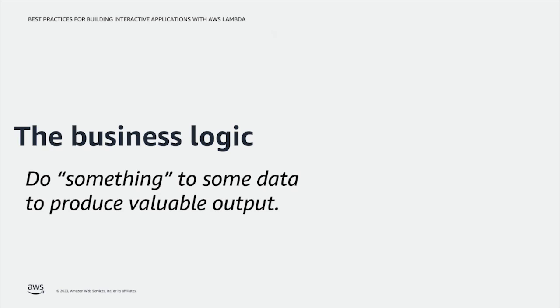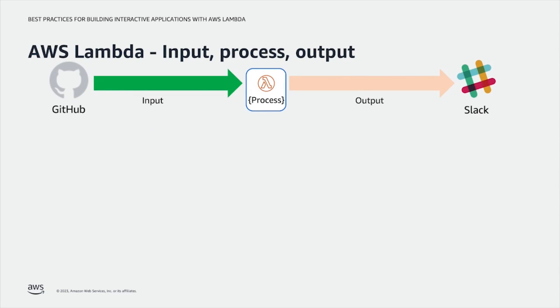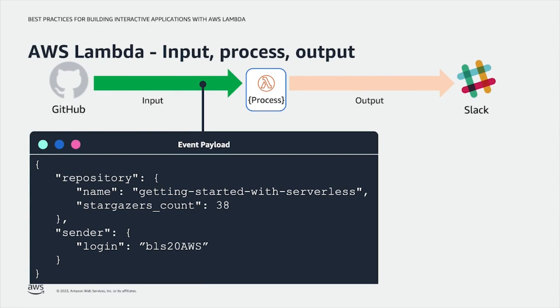Okay, what happened there? Let's have a look at it. So first of all, there is some business logic. Business logic is loosely termed as doing something to some data, some input, to produce some kind of valuable result. So where's the business logic in this little example? Well, GitHub is sending an input to my process, which is my Lambda function, which is sending an output on to Slack, right? So the business logic is my Lambda function.